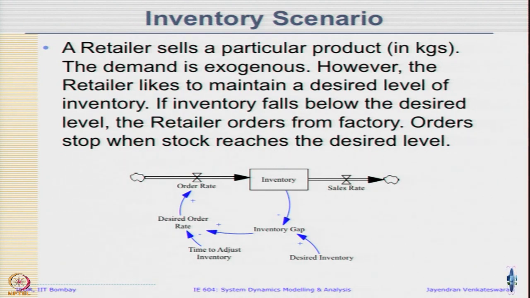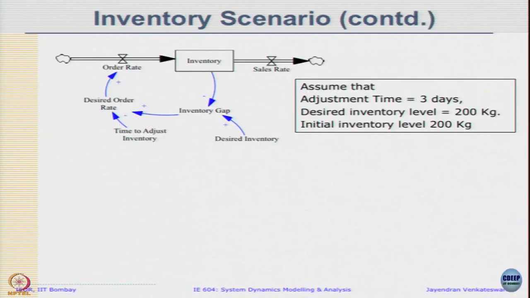So let's open WinSim and start modeling this. To get the values, you can assume the following. Adjustment time is 3 days. You can take the simulation run length as 100, the time step as 1, and time units as days. Go ahead and build this model.